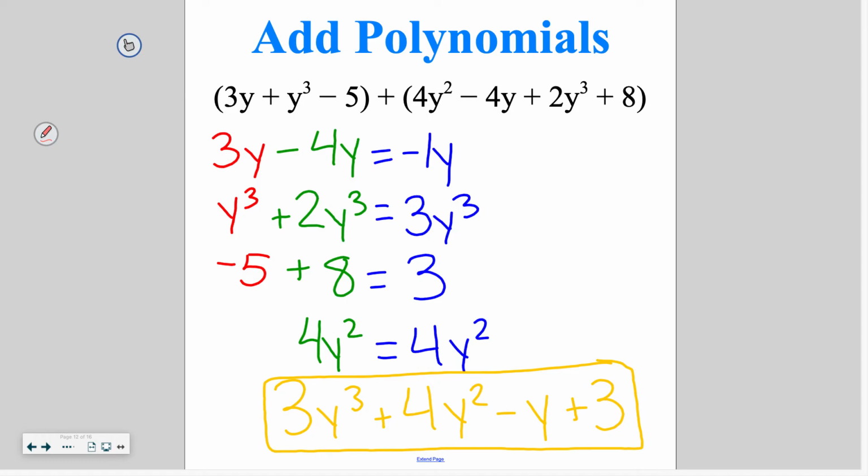When you add it up, each separate piece gets added, and we end up with 3y to the third plus 4y squared minus y plus 3, giving us a third degree polynomial.